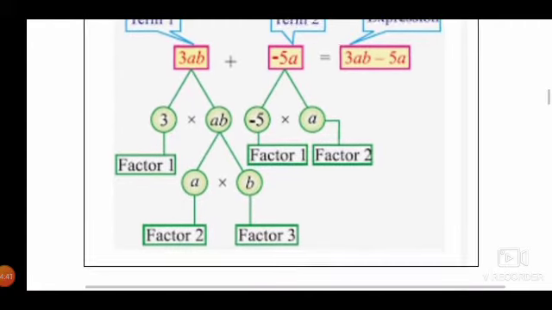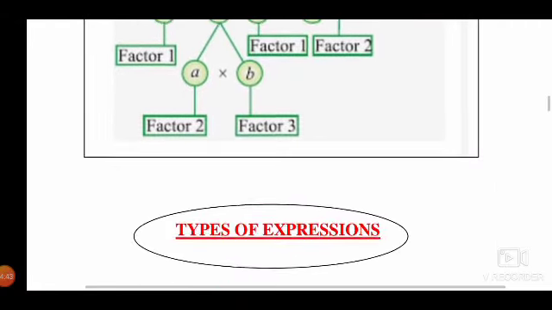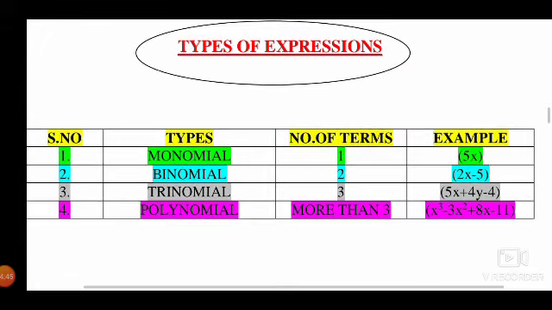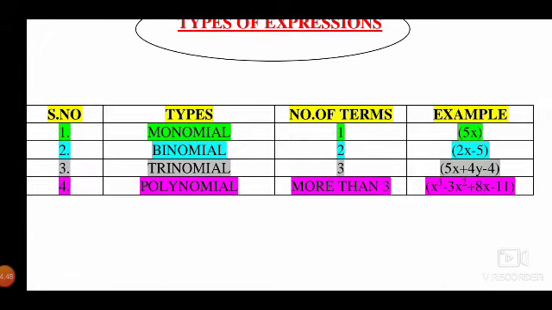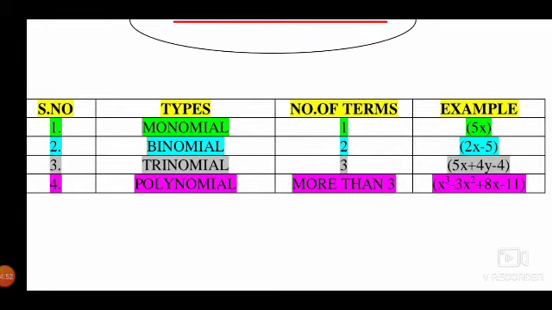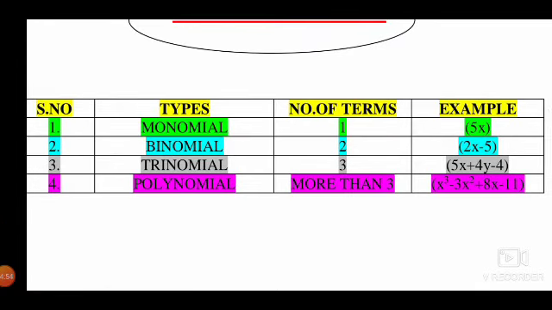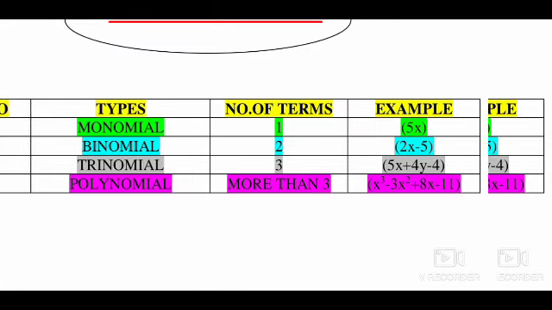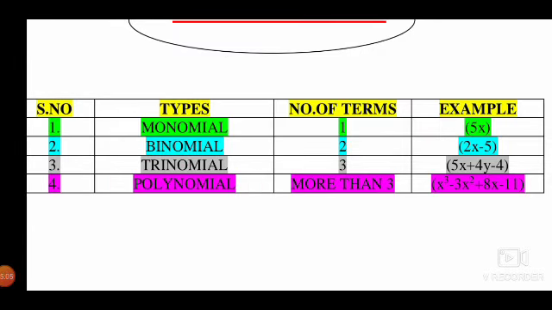Now we will see types of expressions. There are 4 types. The first one is monomial. Monomial means there is only one term. So if the number of terms is only one, that is called a monomial. For example, 5x is an expression. The number of terms is only one, 5x. So this is known as a monomial.